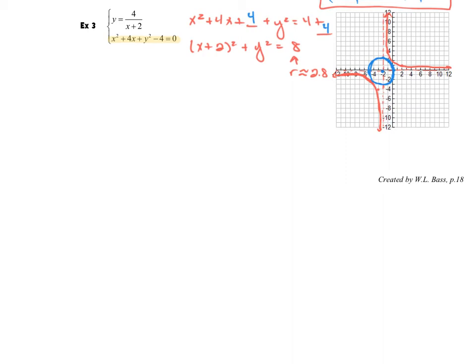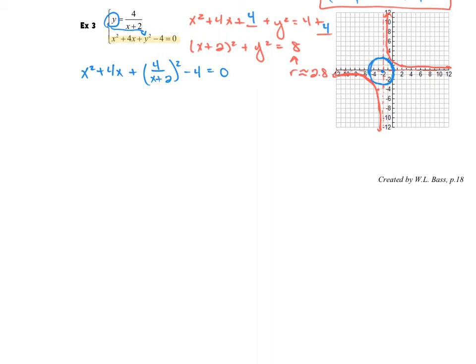Again, we can do our substitution, but it's going to get complicated. So I have this y. I'm going to plug it in there, but I have to put a fraction into this and then square my fraction. So when I plug this in, it's going to look like x squared plus 4x plus, in parentheses, 4 over x plus 2 quantity squared minus 4 equals 0.